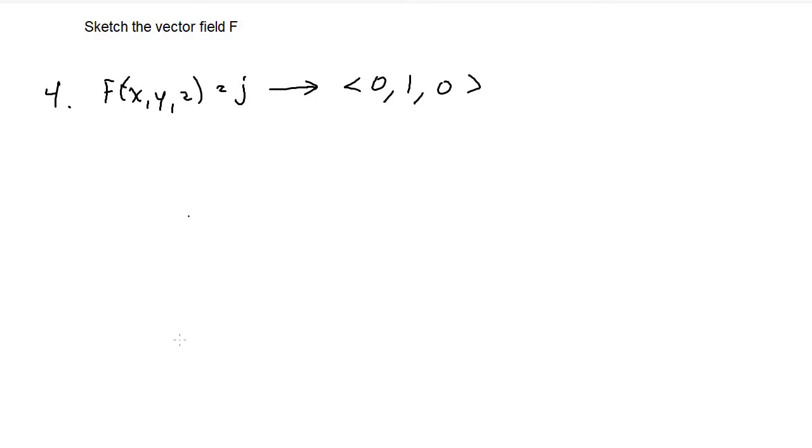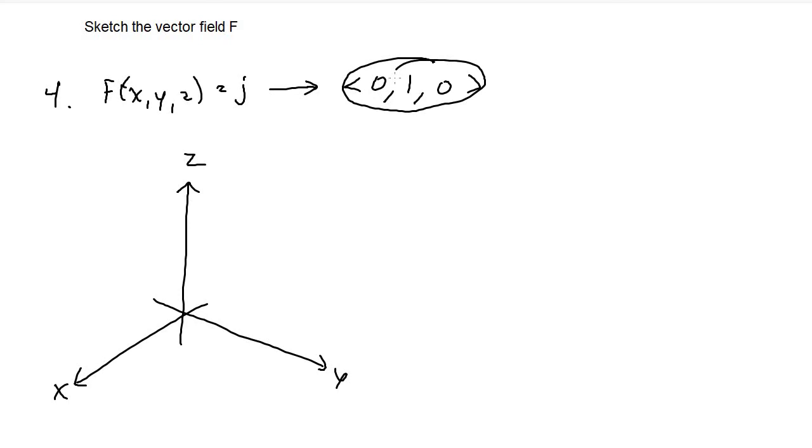So once again, drawing this in a 3-dimensional coordinate system with the x, y, and z axis. Now, no matter what value we plug in for x, y, and z, it is always going to be (0, 1, 0). So that is always going to be the vector's components, which means the x component is 0, the y component is 1, and the z component is 0. So everywhere the vector is going to be the exact same thing.